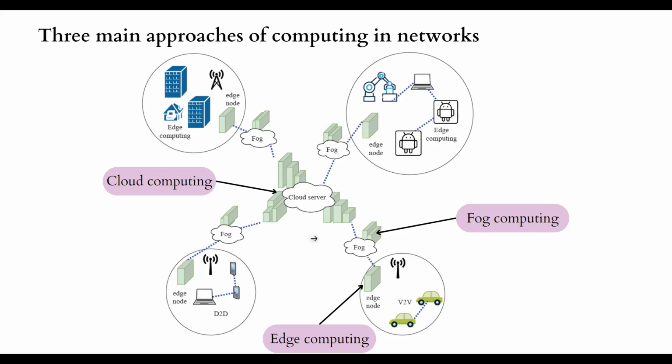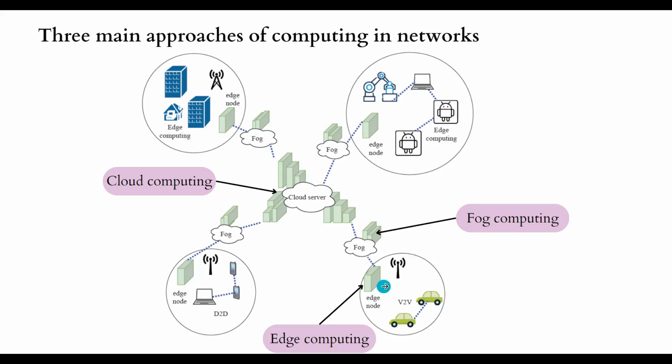Okay, so they have a high processing ability. However, the cloud servers are located in a specific region in the world. Then we can have fog computing, which is done in an intermediate location, for example, between the network and the cloud computing location.